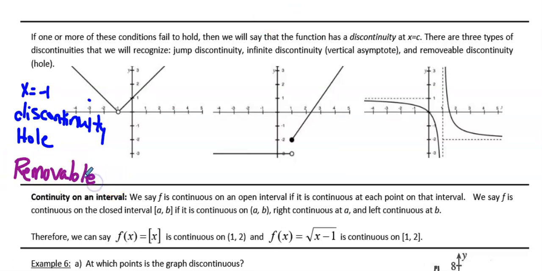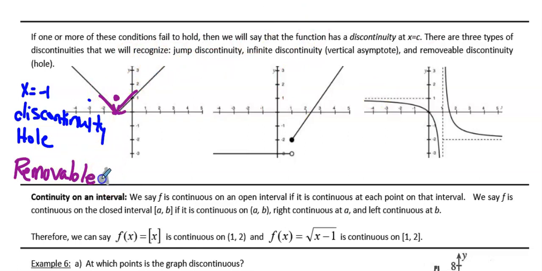Removable. And yes, you need to know these words, removable. I could have something defined right here. I could say f of -1 is 1. Okay, good, it's defined. My limit, as we talked about in previous videos, is 0, right? My left and right hand limits are 0. So they're not equal to each other. Therefore, it's not continuous.